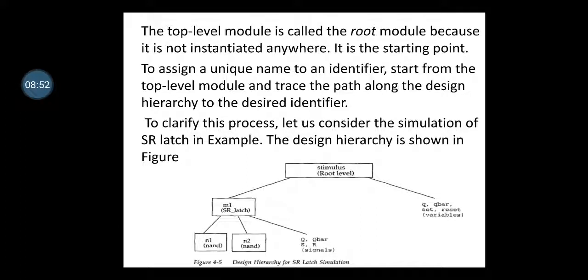It is a module which is declared. Under the stimulus, what variables do you declare first? Under level 1, at the right hand leg, you can observe we have declared variables. Variables of what? Of that stimulus block, the variables of the stimulus block itself. So what are the variables declared here? Q, comma Q bar, set, comma reset. These are the 4 variables required for the SR latch. So for the stimulus there are 4 variables.